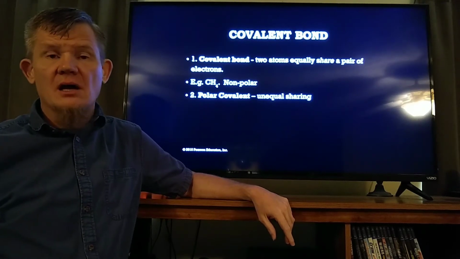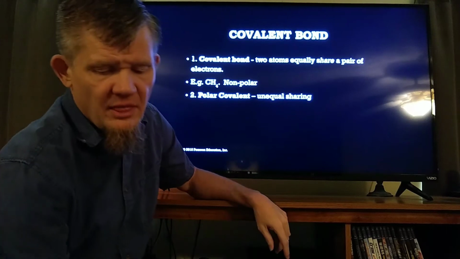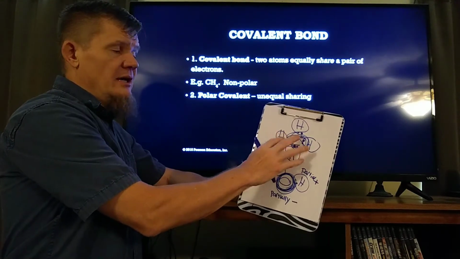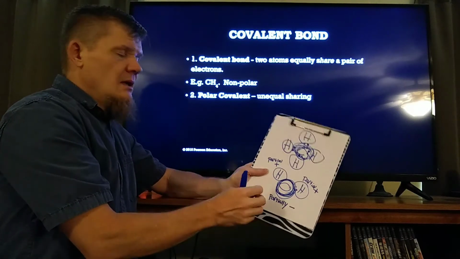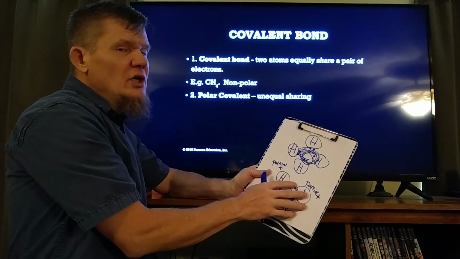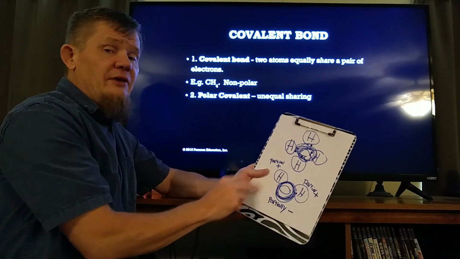We just got done talking about how a covalent and a polar covalent bond works. Remember that a covalent bond is equal sharing. The carbons and the hydrogens share equally. A polar covalent bond, it's still sharing. It's just not very good sharing. The oxygen holds on to the electrons longer than the hydrogens do.